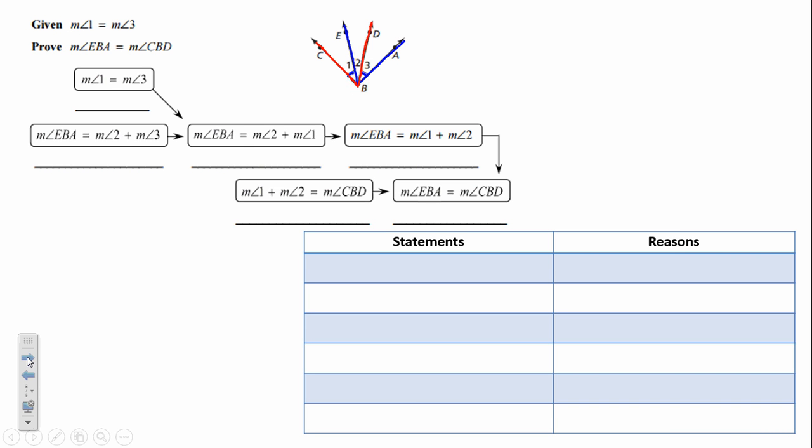The given. Okay, so that makes sense then that they would start with this flowchart proof and say that we are given the measure of angle 1 equals the measure of angle 3. Just write the word given there. Okay.